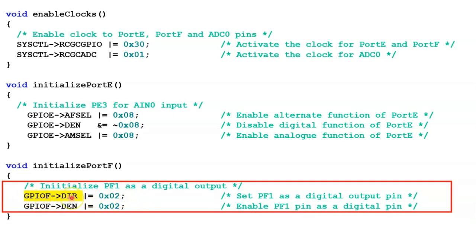So this here is the direction register. Now this register determines whether each GPIO pin functions as an input or an output. Each bit in this register corresponds to a pin in port F. So if you set the pin to a 1, then it sets the corresponding pin as an output. If you use a 0, it sets the corresponding pin as an input.